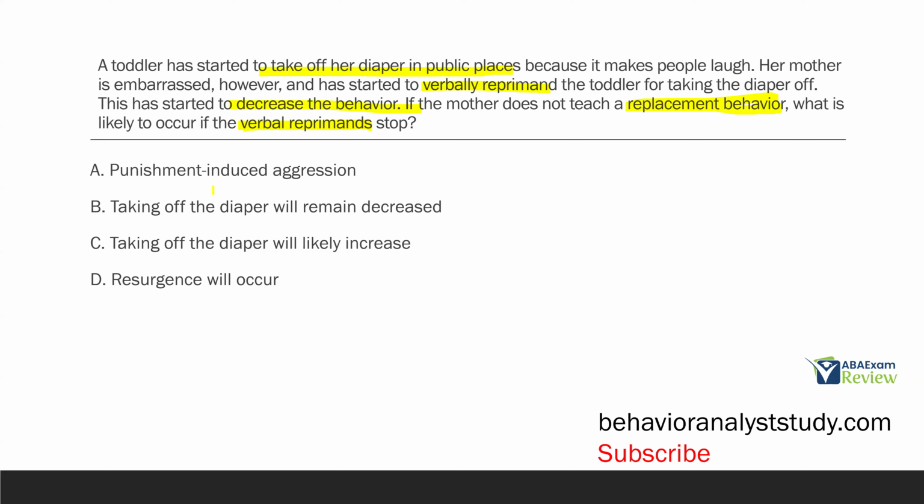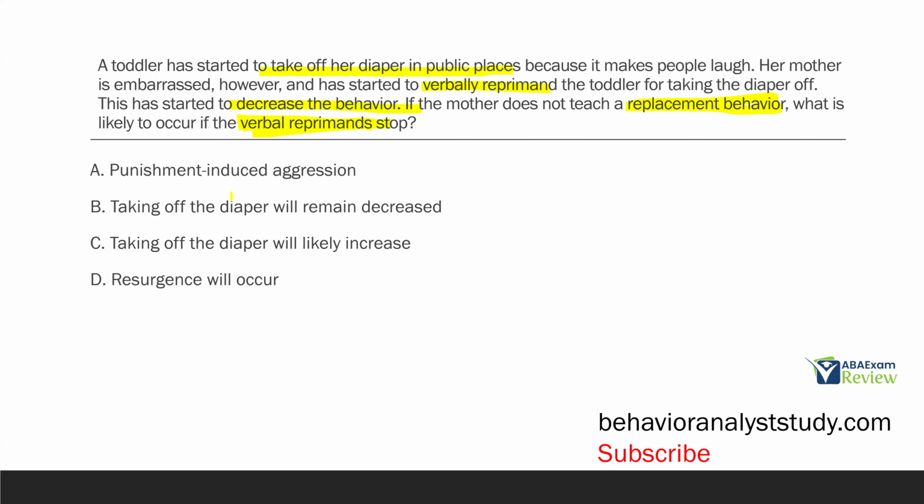A, punishment-induced aggression. Well, we're stopping the punishment, right? So if we stop the punishment, punishment-induced aggression is unlikely to occur. There is no punishment. B, taking off the diaper will remain decreased. That is not the likely outcome because punishment has now stopped. Punishment is no longer occurring.